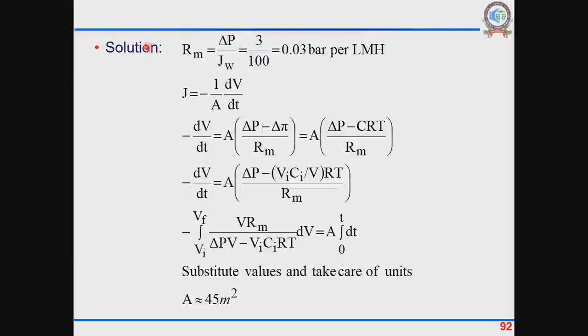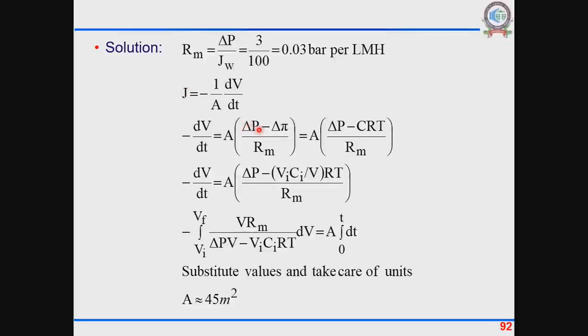Okay, so here is the solution. First, let's find the membrane resistance. Membrane resistance is nothing but delta P divided by JW. So there is 3 bar divided by 100 lmh, so it is 0.03 bar per lmh. Now, if we write the definition of flux, J would be minus 1 by A dV by dt. So I can rearrange this. dV by dt would be A.